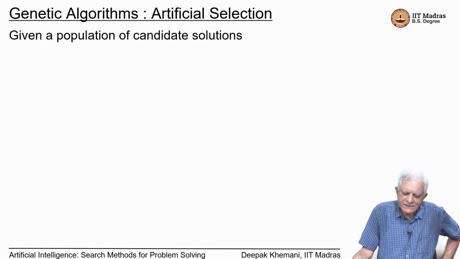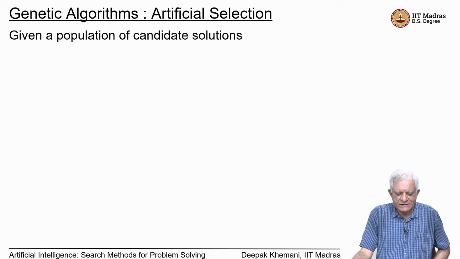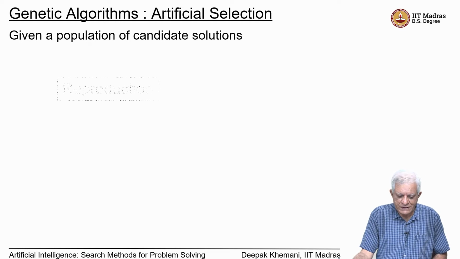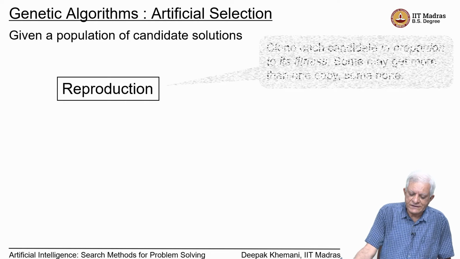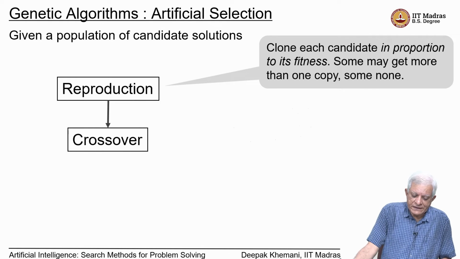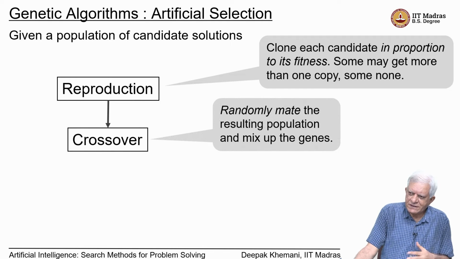So, in genetic algorithms, selection is not natural, it is artificial, and it happens as follows: given a population of candidate solutions, we always start with a population of candidate solutions. The first step is reproduction, in which we clone each candidate in proportion to its fitness. Some may get more than one copy and some may get none. Then we do what is called a crossover. This is terminology that is common to genetic algorithms. By crossover we mean randomly mate the resulting population.